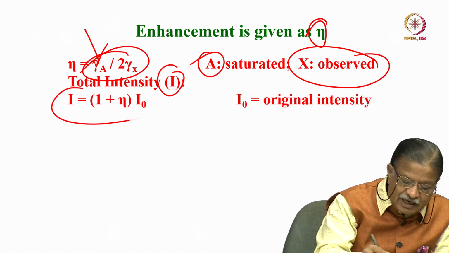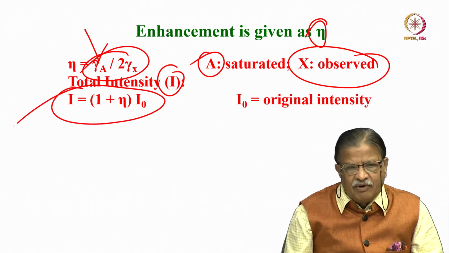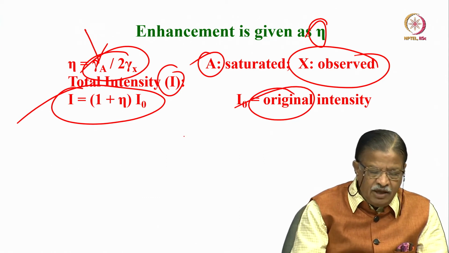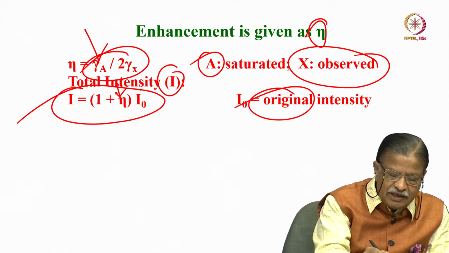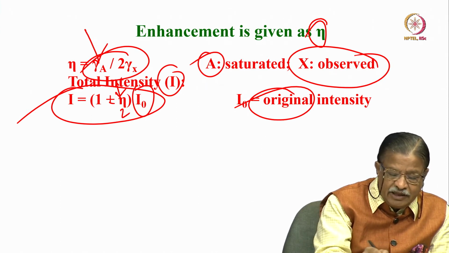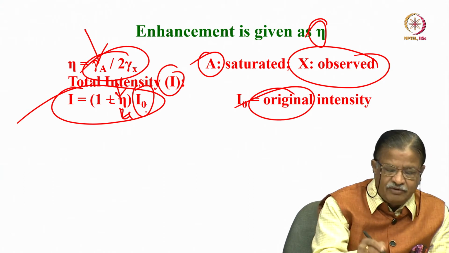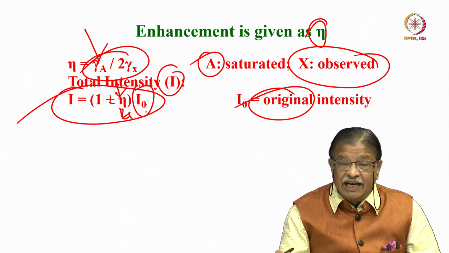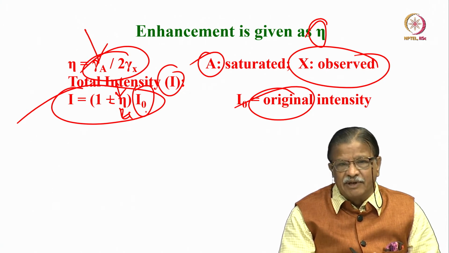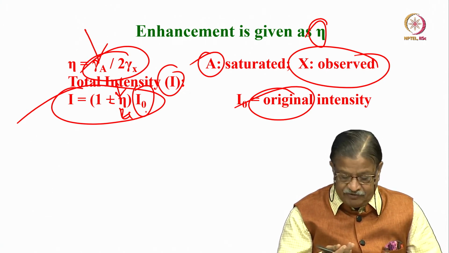The total intensity I is given by 1 plus eta into I0. I0 is the original intensity. So, if eta becomes more, then because it multiplies by that, if let us say eta is equal to 2, then it is 3 times I0. Eta is equal to 4, 5 times I0. Enhancement with respect to the original intensity depends upon this eta enhancement factor.